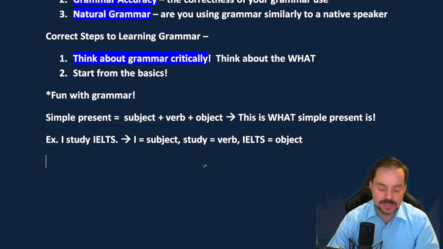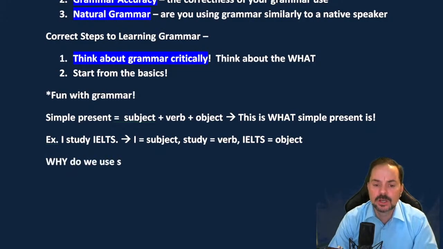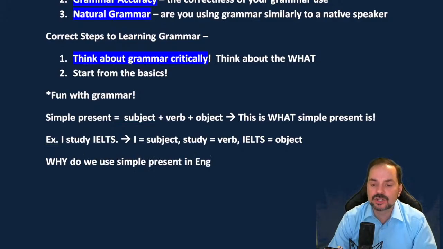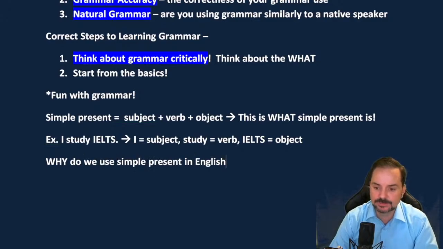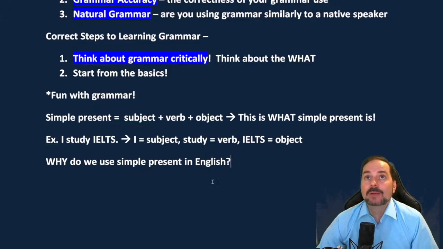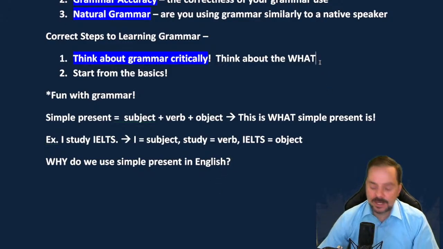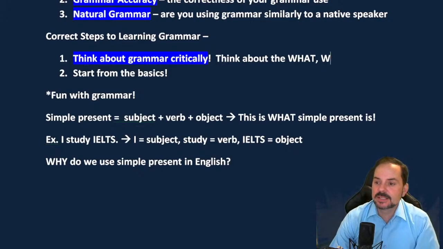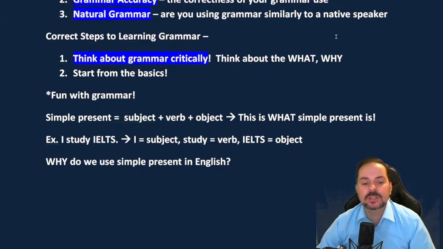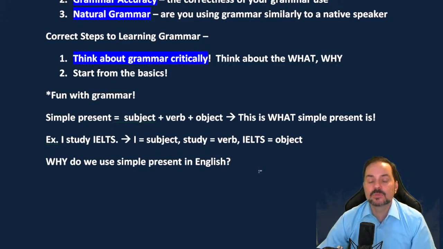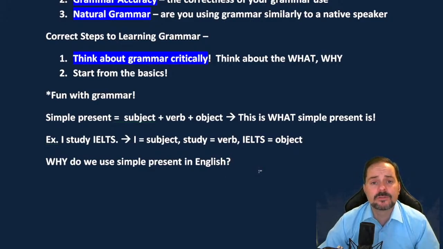So why do we use it? Okay, so why do we use simple present in English? It's a very good question. Okay. So why we need this? Exactly, Jaineel. So why do we need this? So that's the second one of critical thinking. So why do we use simple present? And this is where a lot of teachers and a lot of students fail because they don't actually understand why we use certain types of grammar.